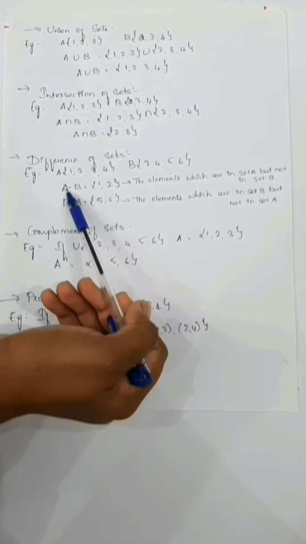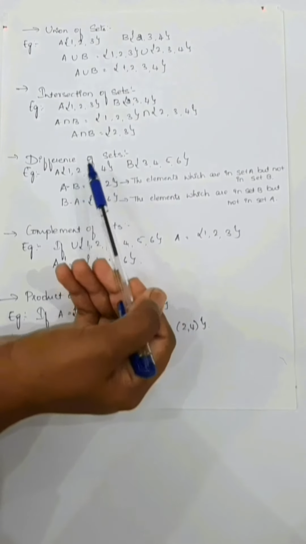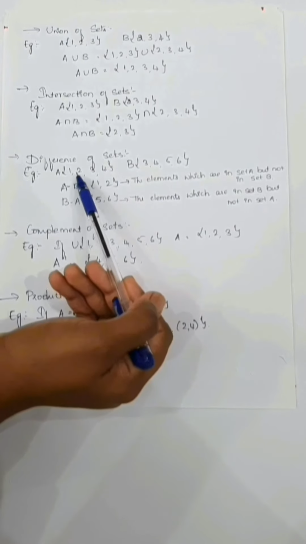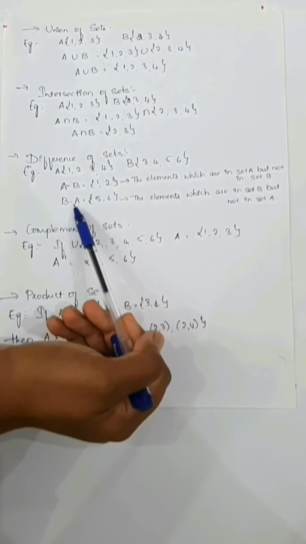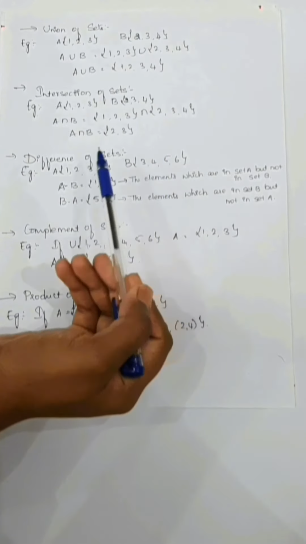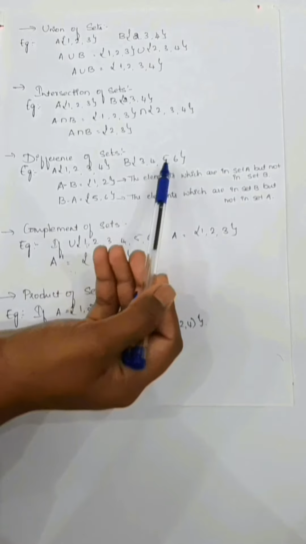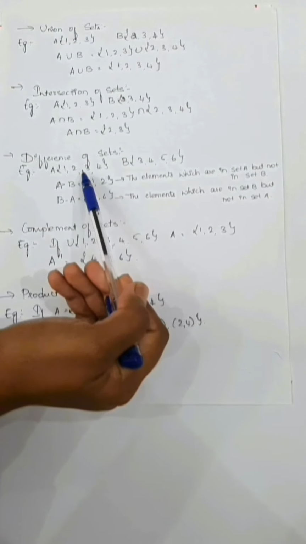For example, the elements which are in set A but not in set B. So 1 and 2 is in set A but not in set B. And B minus A is equal to the elements which are in set B but not in set A. Here we have 5 and 6 in set B but not in set A.